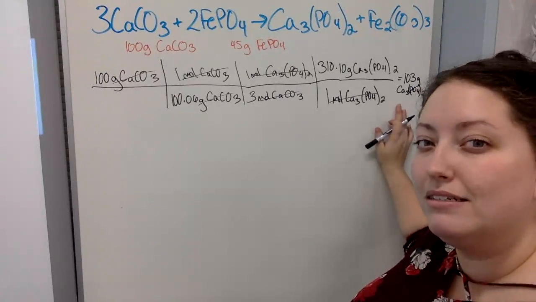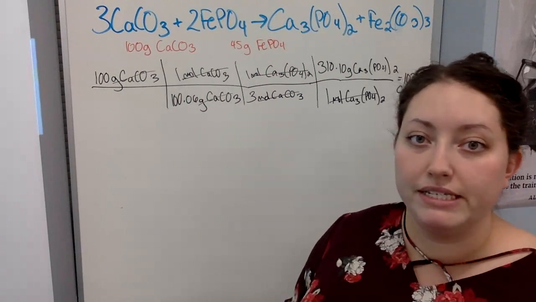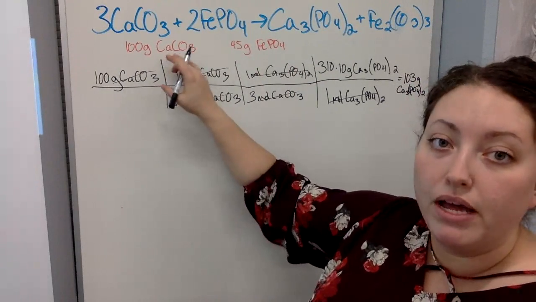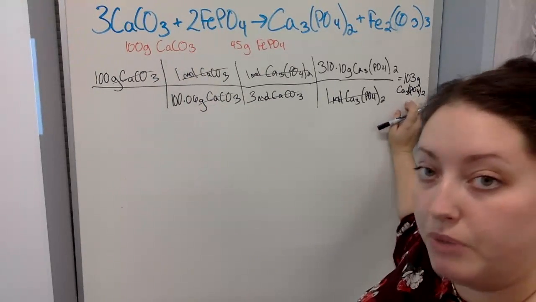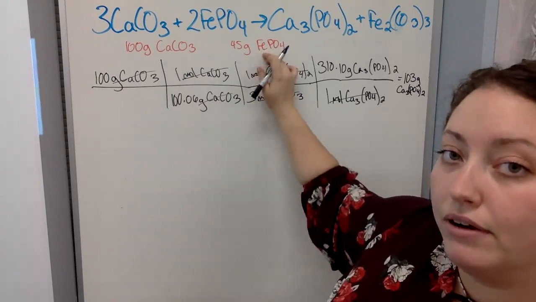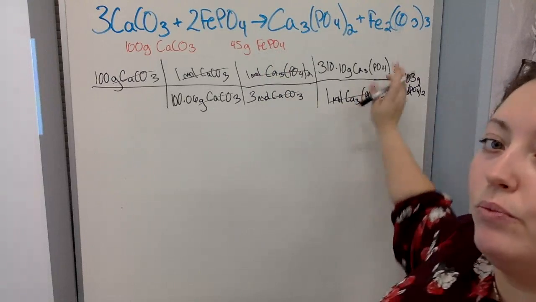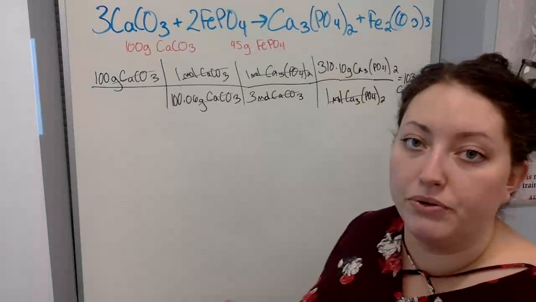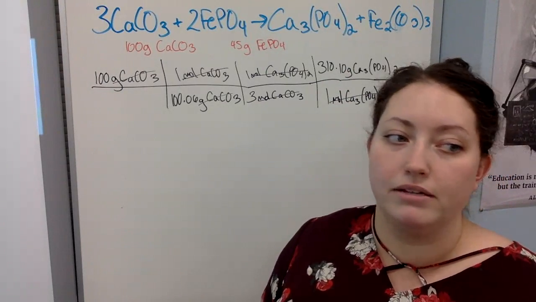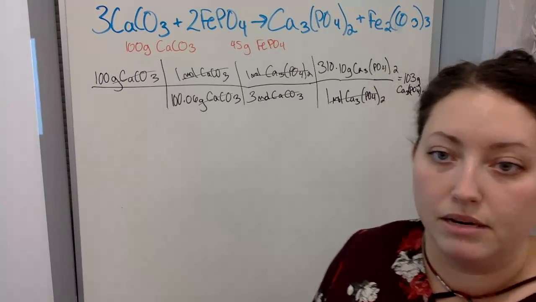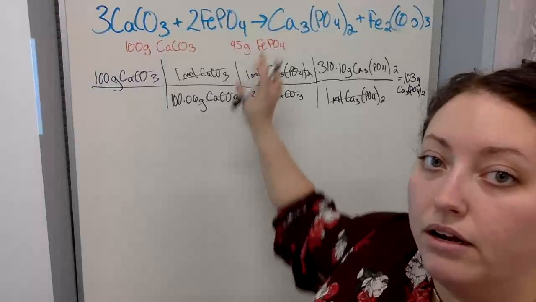This is fine, but this doesn't answer the question. For part A, it's asking you which of these two is the limiting reactant. We know that 100 grams of calcium carbonate is going to give us 103 grams of this product. So now we need to take the other given, which is the 45 grams of iron phosphate, and convert it into the same product and see which of those two chemicals is going to produce the least amount. Whichever one produces the least amount is the limiting reactant, because it can't produce any more than that. It's going to be all used up. So we're going to go ahead and do the same process for iron phosphate.